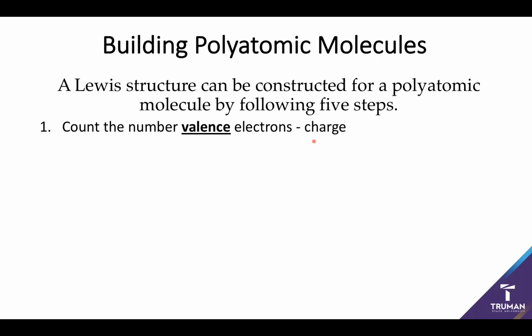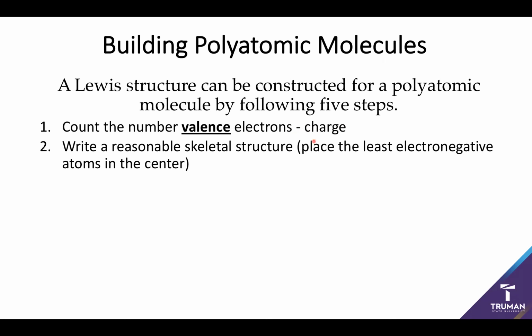Then the real key tricky step is trying to generate a skeletal structure. When I'm talking about a skeletal structure, this is going to include only the atoms present connected by single bonds. So we're going to ignore any lone pairs, any double bonds, any of that. This takes a little bit of practice, but a good general rule is we start with the least electronegative atoms. So if you have any metal ions, you'll start with these.